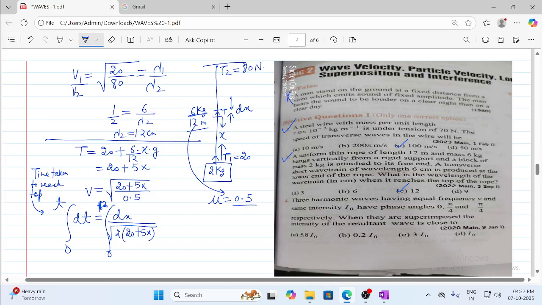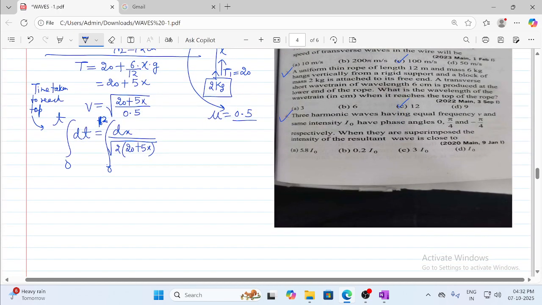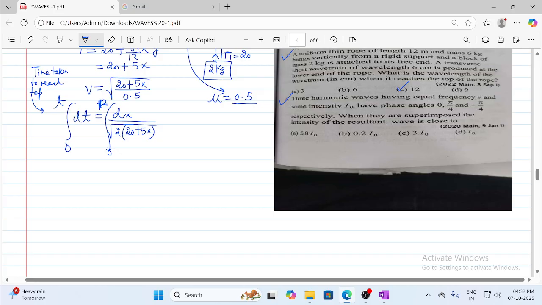Done. Next question. Question number 4. Three waves having equal frequency and the same intensity I naught, they have the phase angle 0, pi by 4 and minus pi by 4. When they are superimposed, the intensity of the resultant wave is close to 3 I naught. Sure? Think about it.